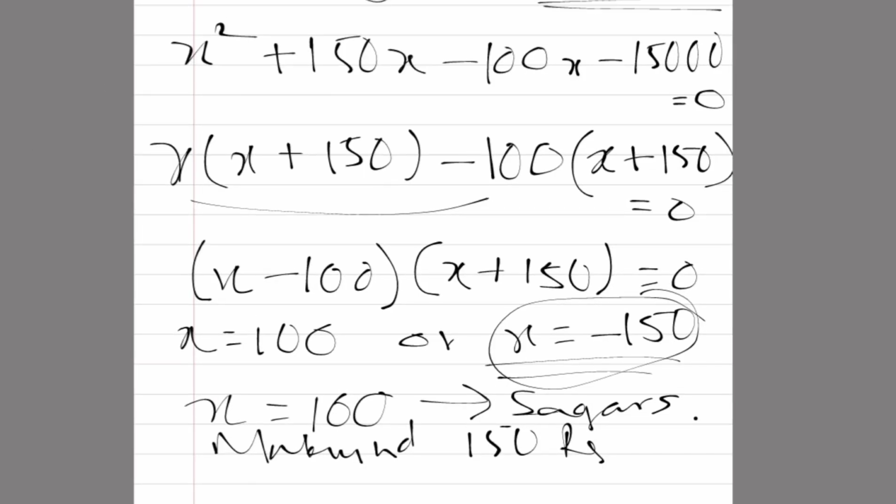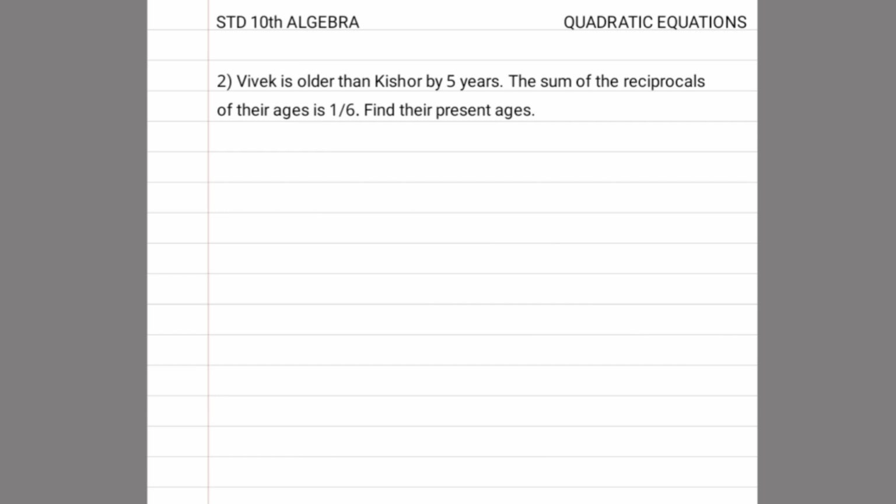It is simple, right? The second question is based on the concept of years, or the age of a person. The question is: Vivek is older than Kishore by 5 years. The sum of the reciprocals of their ages is 1/6. Find their present ages. Now let's try solving it by linear equations in two variables.